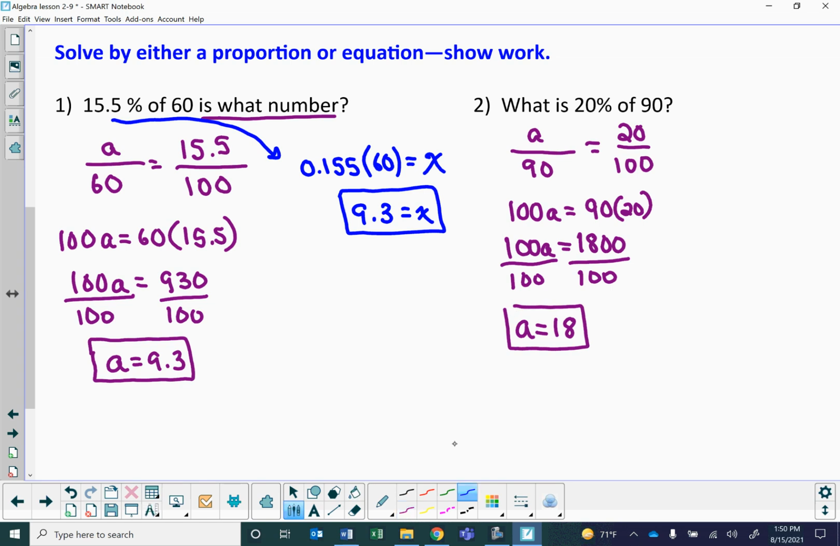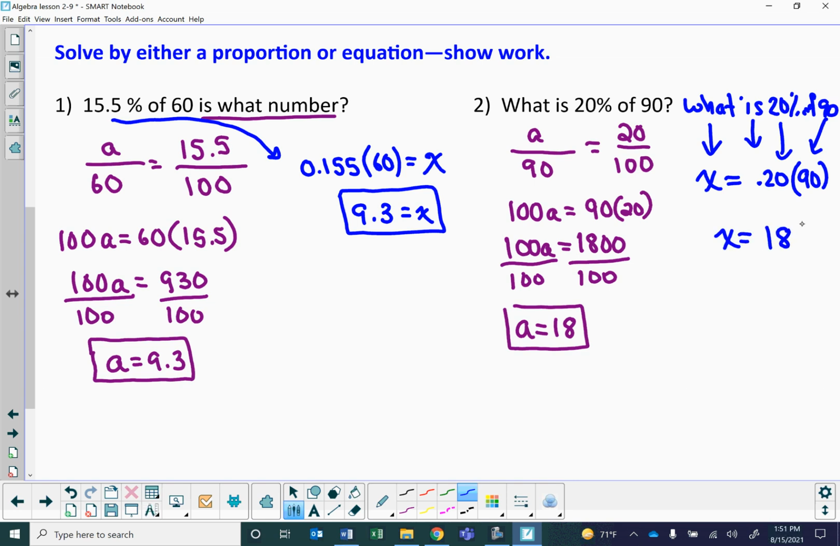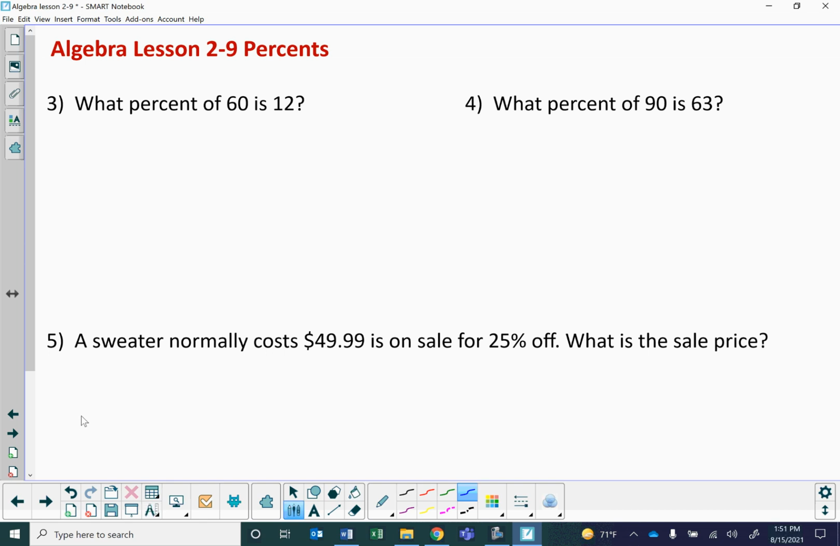The same problem set up as an equation. Okay, so what is 20% of 90? So what becomes a variable. Is an equal sign. 20%, 0.20. This is where you have to remember to change all percentages to decimals. Of means multiply, and 90 goes there. So 0.2 times 90, right, is 18. So it really doesn't matter whether you choose to use proportion or an equation. Just be familiar with both of them and see which one works for you.